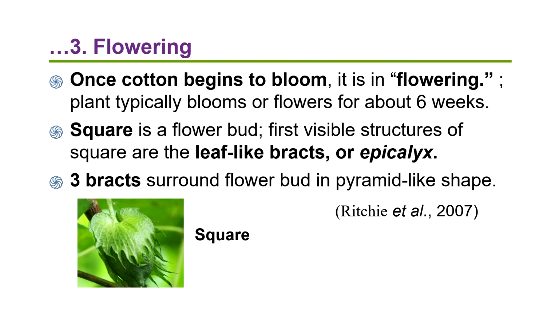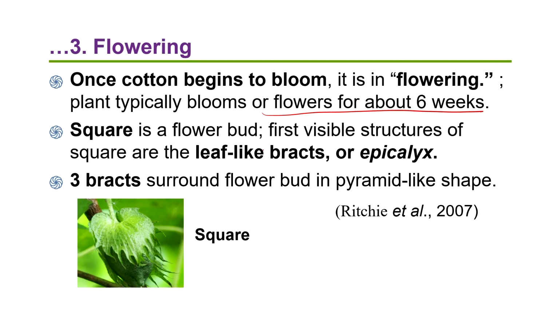Once cotton begins to bloom or flower, it is in flowering. The plant typically blooms for about 6 weeks, so it takes about 1.5 months continuously for flowering, and here you will find vegetative growth as well. A square is a flower bud. The first visible structures of the square are the leaf-like bracts, called apicalyx. Three bracts surround the flower bud in a pyramid-like shape.